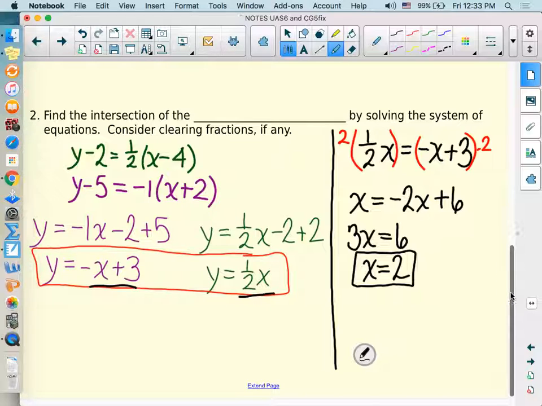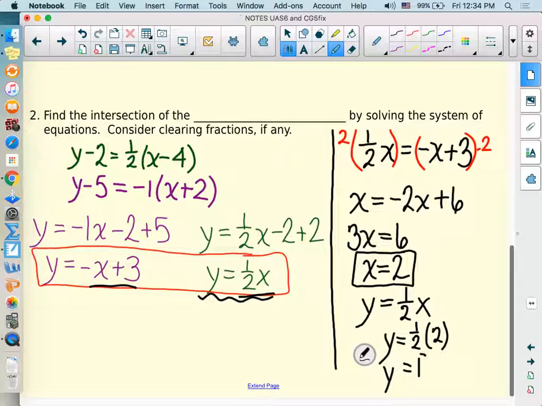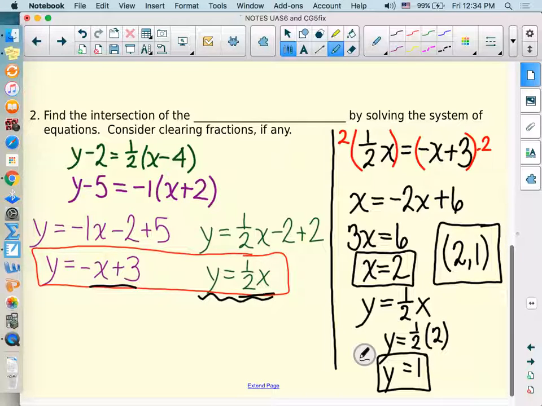My next task then is to find the other part of the ordered pair. So I'm going to go back to one of the equations that describes the relationship. You could go back to either. Then I'm going to take that one. And when x is 2, the y value associated with it on that line is 1. So to answer the question of where is the circumcenter for this triangle, the circumcenter for this triangle is located at the ordered pair 2, 1.